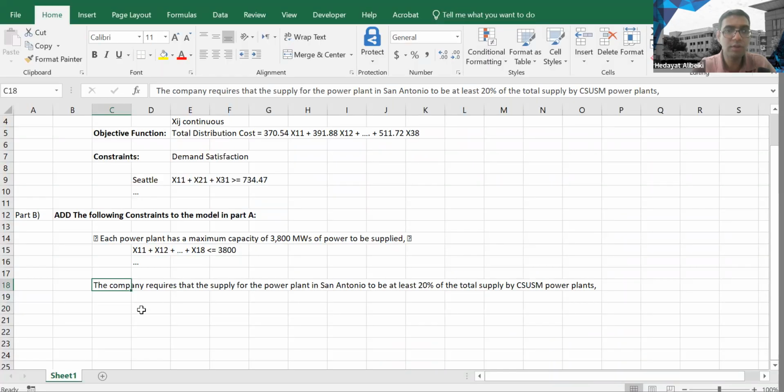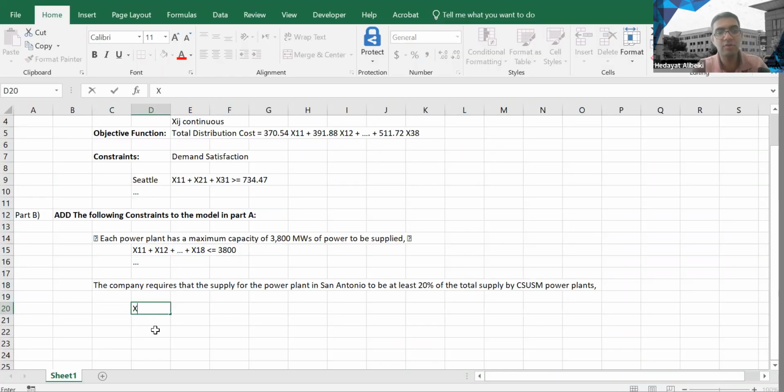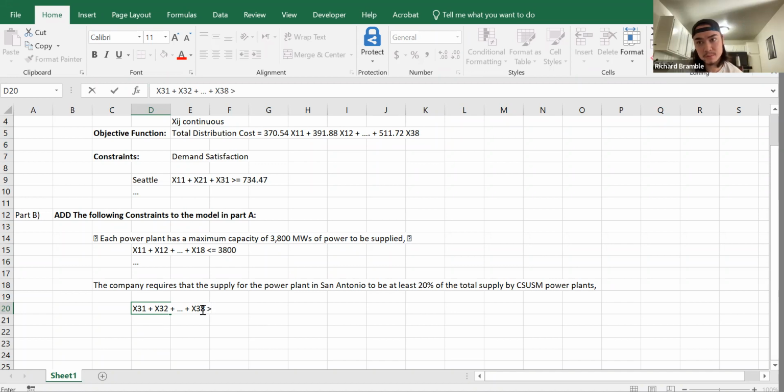So the total supplied by San Antonio is X31 plus X32 plus X33 plus X34 plus X35 plus X36, X37, and X38 eventually. So this is the total sent from San Antonio. You want this to be at least 20%. So now what should be the sign? Less than or equal or greater than or equal? Greater than or equal to? Greater than or equal, you got it, Richard.